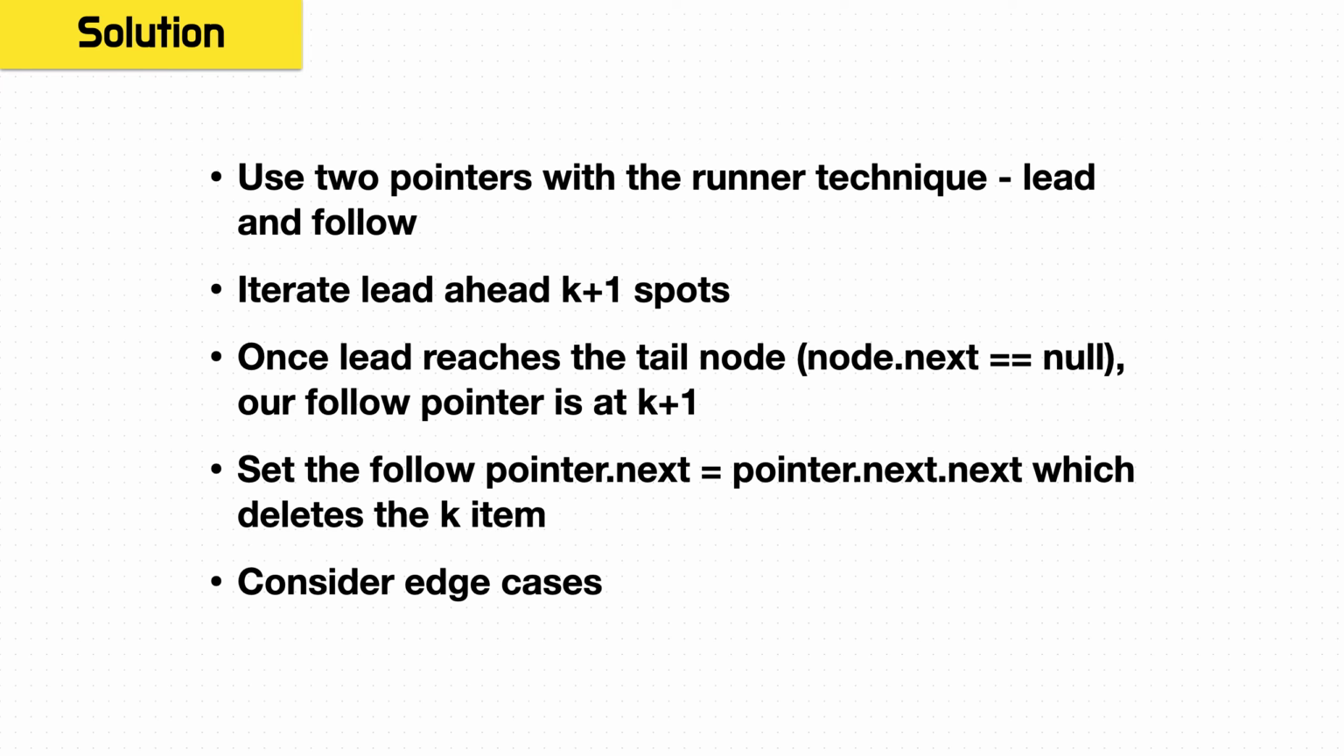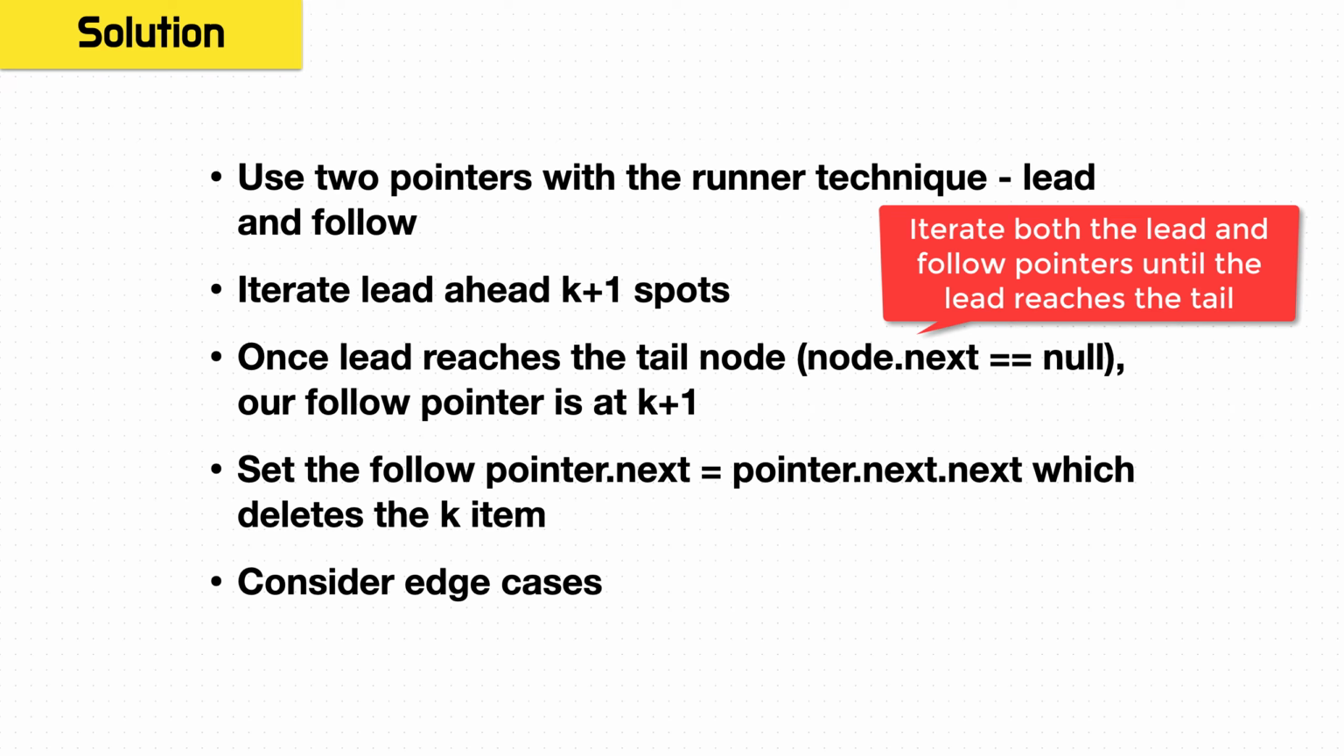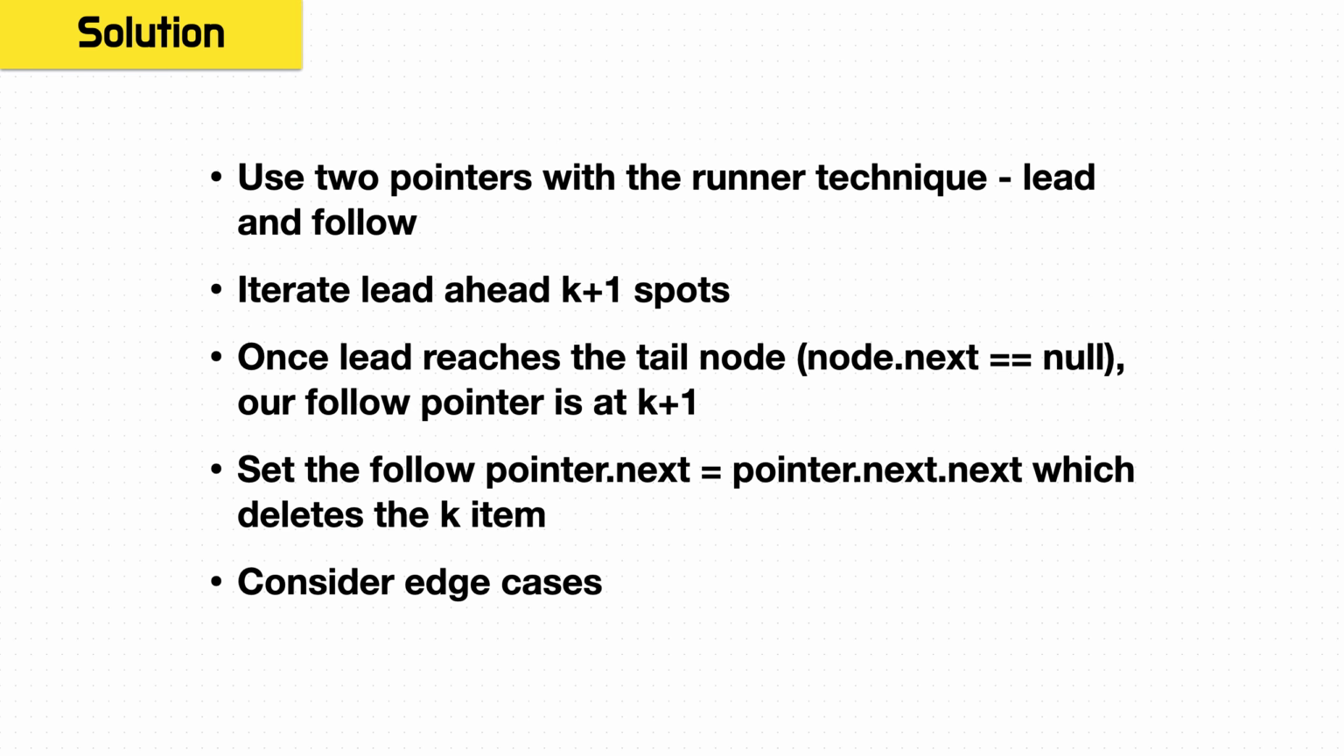We iterate the lead pointer ahead k plus 1 spots, which will mean the follow pointer is k plus 1 behind. And then we iterate our lead pointer until it reaches the tail node, which means our follow pointer is at the k plus 1 spot. We set the follow node's next pointer to next.next, which just means it skips the k item and removes it from the list, and this deletes the node that we're told to remove.